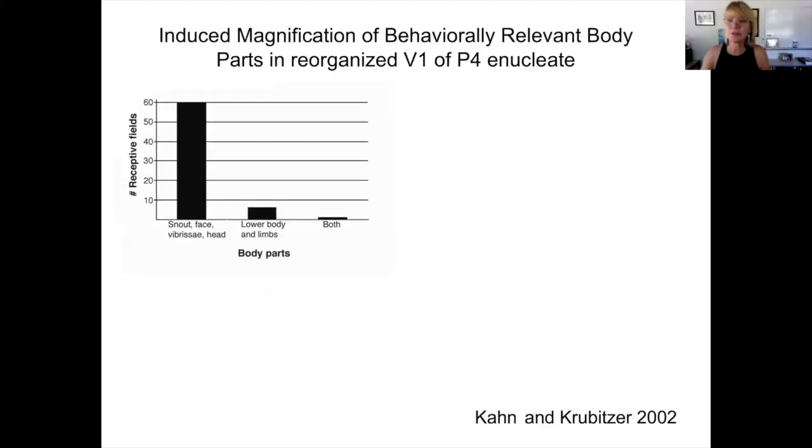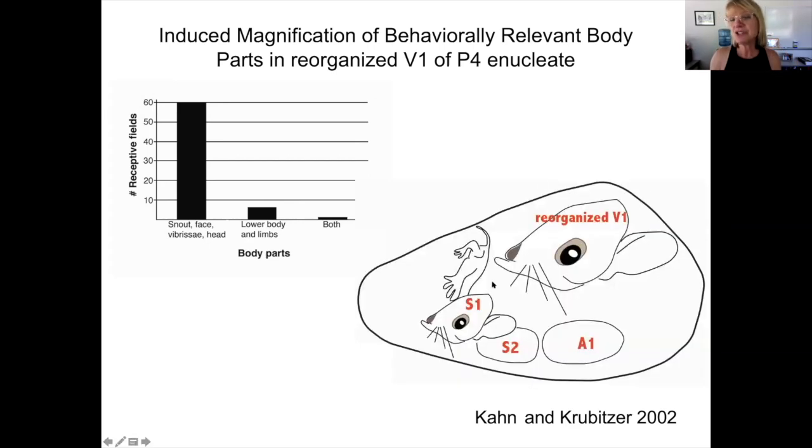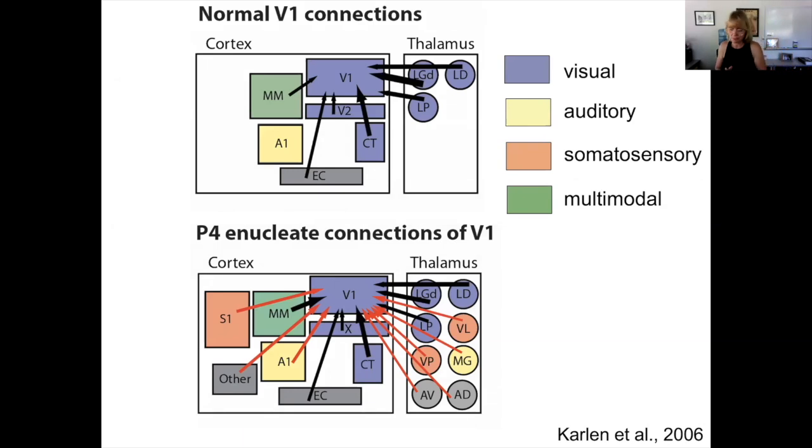Here's what's really cool. If you look at receptive fields in that reorganized V1, you see that they're predominantly on the vibrissae, the snout, the nose, and the face. And so in essence, we have this huge representation of this now behaviorally relevant body part. And I'll show you this in our behavioral studies in Monodelphis domestica. So we've generated something a little bit like the platypus, where you just have this massive representation of these important body parts. And of course, these body parts are used in important ways.